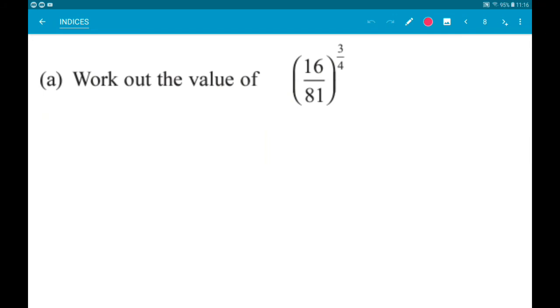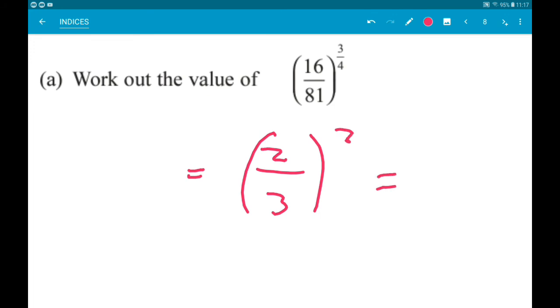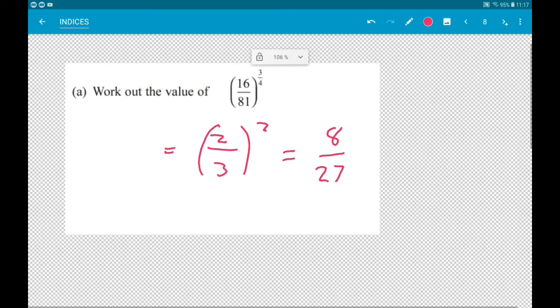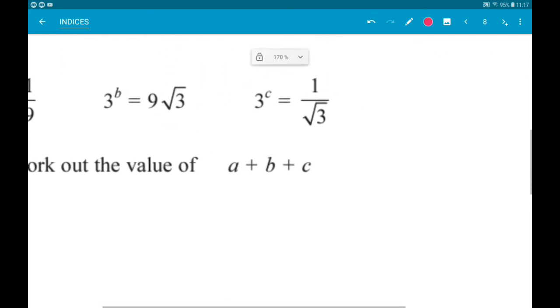Okay, the final page, work out the value of 16 over 81 to the 3 quarters. So this means the 4th root cubed. The 4th root of 16 is 2. We've already come across the 4th root of 81, it's 3. So we have 2/3 cubed, which is then 8 over 27.